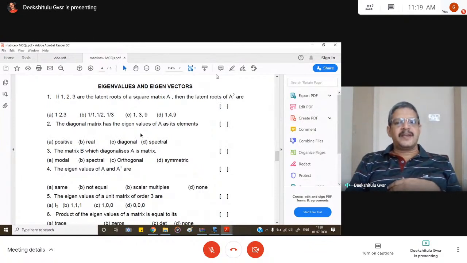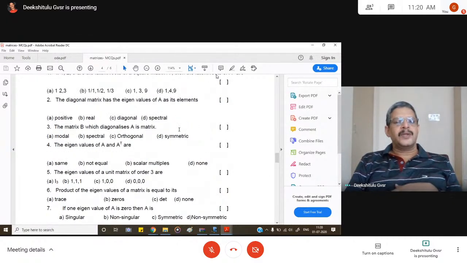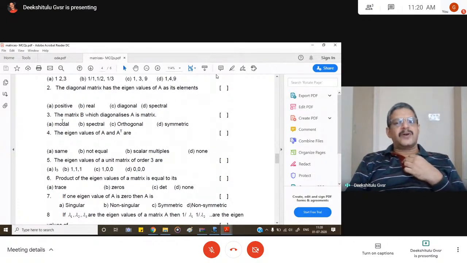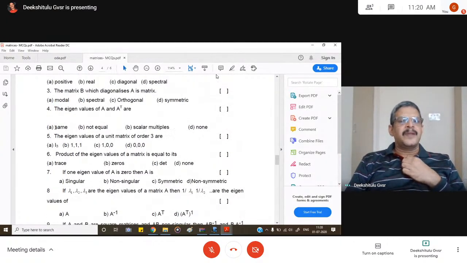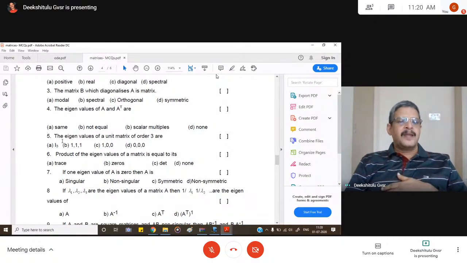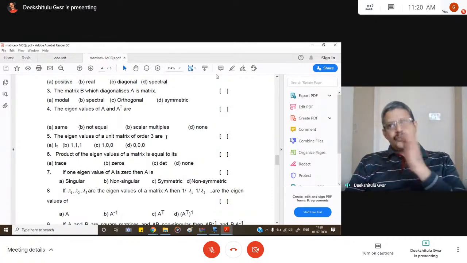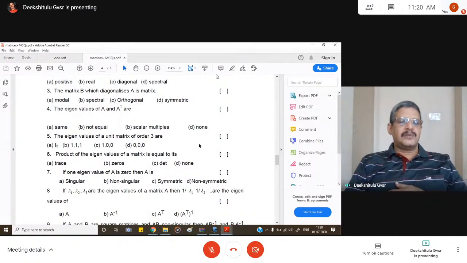The diagonal matrix has eigenvalues of A as its elements. Positive values, real values, diagonal or spectral. So for a diagonal matrix, all the diagonal elements are the eigenvalues. The matrix B which diagonalizes A is called the modal matrix. The eigenvalues of A and A transpose, this is also a standard principle, are the same. The eigenvalues of the unit matrix of order 3, 1, 0, 0, 0, 1, 0, 0, 0, 1, obviously the diagonal elements are the eigenvalues.